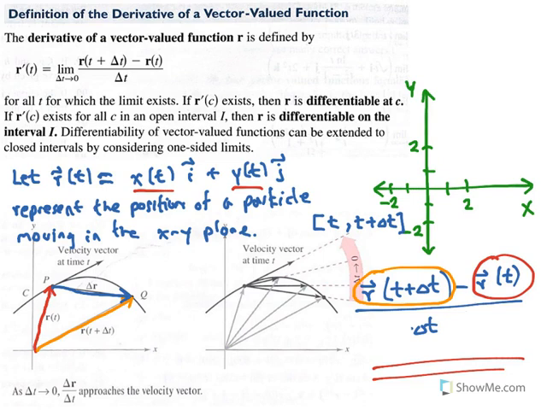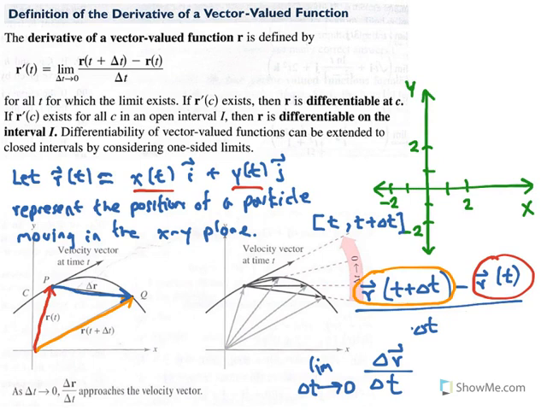So what you have here is a difference quotient. You have delta r over delta t, giving you the average velocity on the time interval from t to t plus delta t. Now what happens as the length of the time interval approaches 0? What happens as the length of the time interval delta t approaches 0?